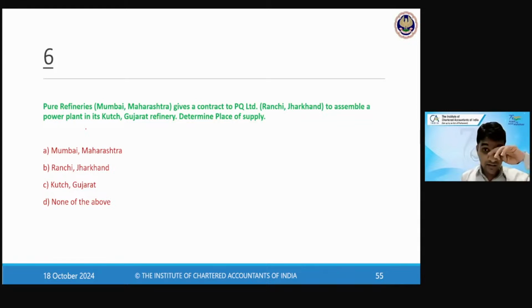Sixth one again, few are saying B and few are saying C. Correct. Here 10(1)(d) has to be applied, and it is the location where you have to assemble. The location to assemble is Kutch, so the place of supply is Kutch.